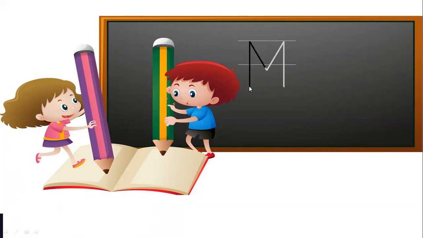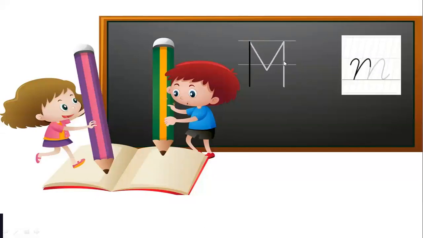Understood? Look here, draw a standing line, then a slanting line to the middle, then from the middle, draw another slanting line to the top, then from the top to bottom, another standing line. It will form a letter M, capital letter M. Now a small letter M, how will you draw?